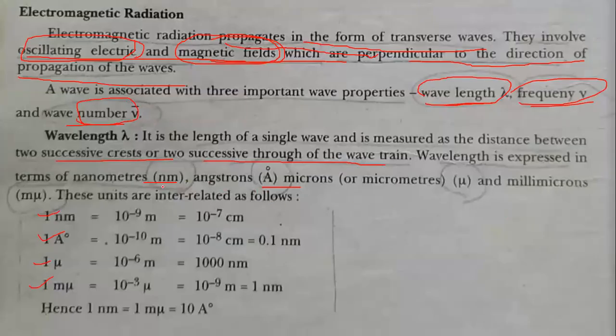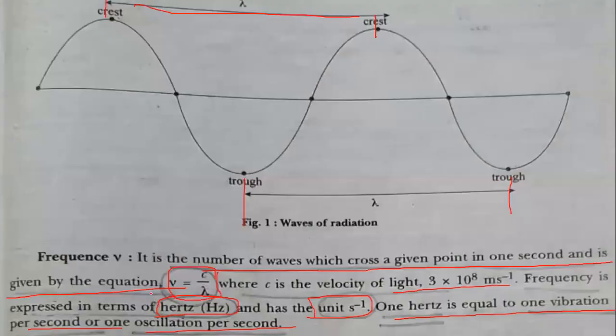Wavelength is expressed in terms of nanometer, angstrom, micron, or millimicron. 1 nanometer is equal to 10 raised to minus 9 meter. 1 angstrom is equal to 10 raised to minus 10 meter. 1 micron is equal to 10 raised to minus 6 meter. 1 millimicron is equal to 10 raised to minus 3 micron. These are the important properties of the waves.